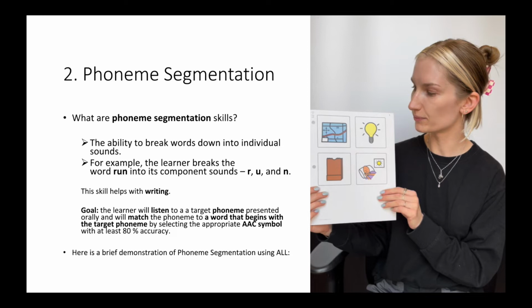The goal for this binder would be for the learner to listen to a target phoneme or sound presented orally, and match that phoneme to a word that begins with the target phoneme by selecting the appropriate AAC symbol. Next is an explanation and demonstration of phoneme segmentation in the ALL program.